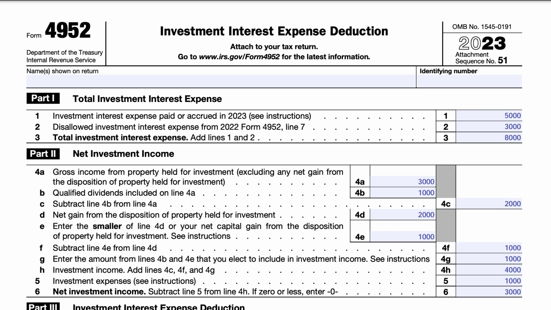In this video, we'll be going over IRS Form 4952, Investment Interest Expense Deduction. This is a tax form that you may file with your income tax return if you incur any interest expense related to investment income. You cannot deduct any interest expense that exceeds your investment income. And there are a couple of other rules that may apply based on your tax situation.